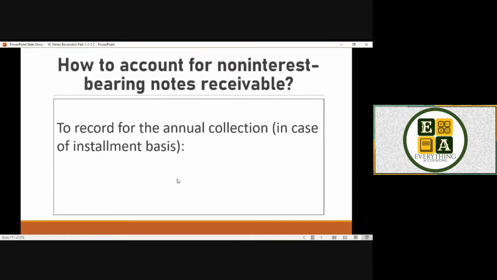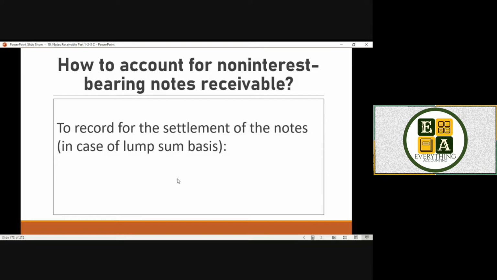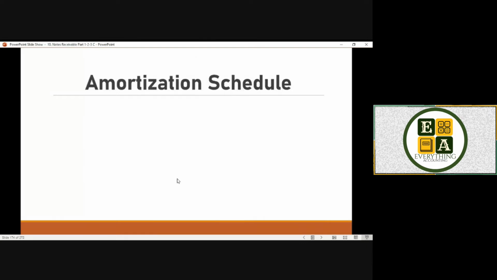To record the annual collection in case of installment basis, debit cash, credit notes receivable equivalent to the face amount of the collected value. In case of settlement of notes on lump sum basis, the same journal entry. The only difference is the figure that we're going to post for purposes of journal entries. So the same accounts, debit to cash and notes receivable, only the amounts will differ. Later on, we're going to apply it in problem solving, don't worry.